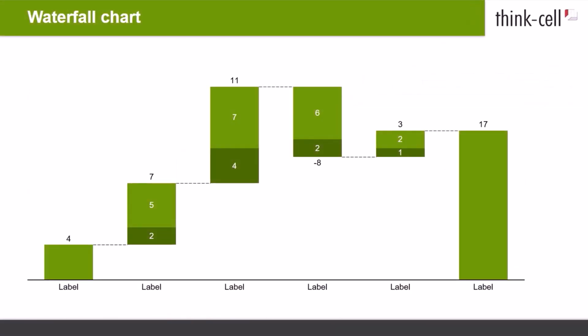think-cell automatically positions connectors between each column, visualizing the sum of the segments of a column. If all segments of a column have the same sign, these connectors are anchored to the top or bottom of a column.